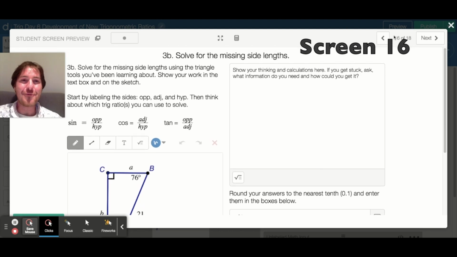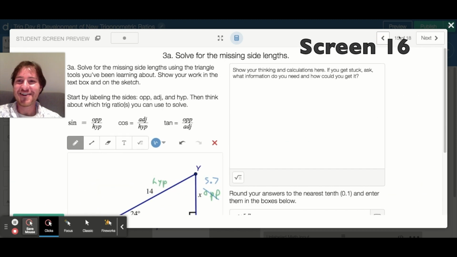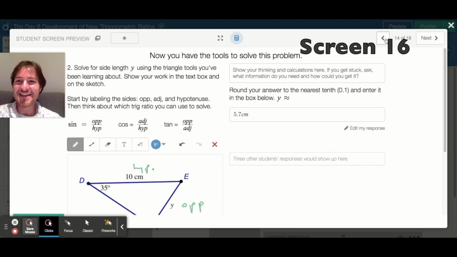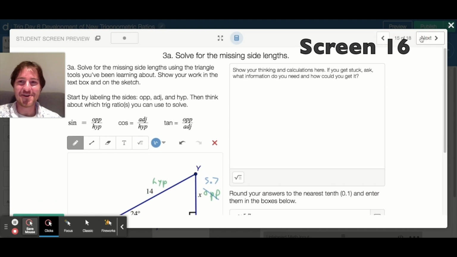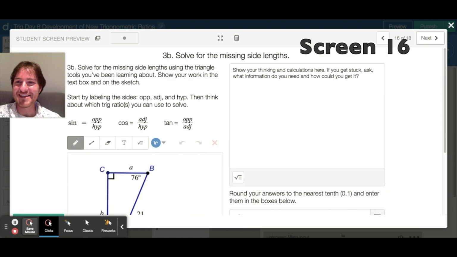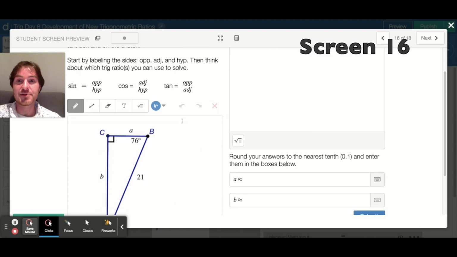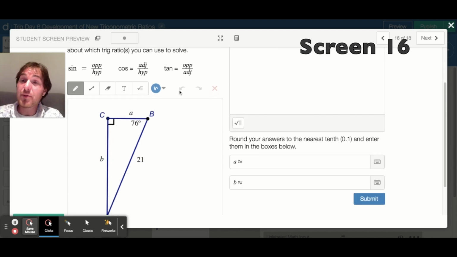Another one here, 3B. I thought we did 3B. We did 3A? And we did 2. Oh, okay, I see. So all of a sudden they're just doing A, B, and C. All right, solve for the missing side lengths using the triangle tools we learned about. Label it up. When I do this one, I label them up right away.